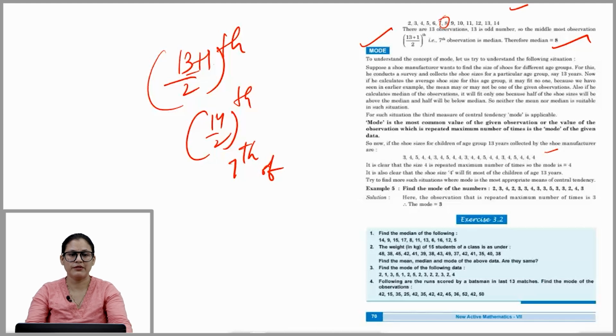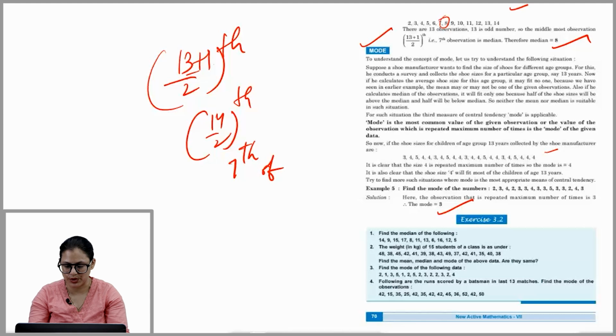Okay, example 5. Find the mode of the numbers. See which number you can find here which is repeated the maximum number of times. As we can see, 3 is repeated the maximum number of times. So the mode is 3, right?